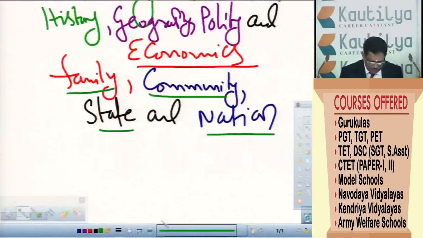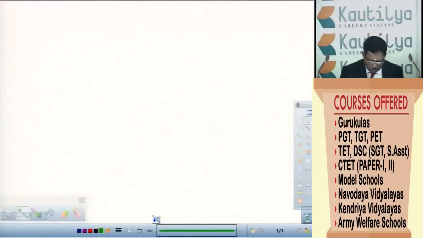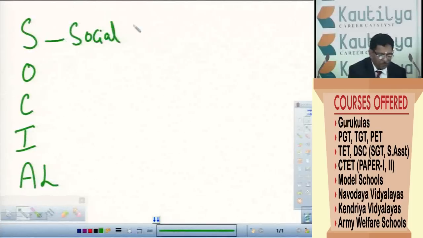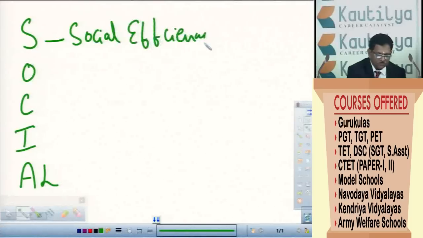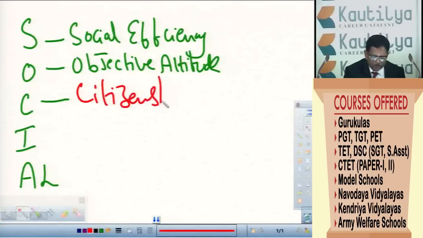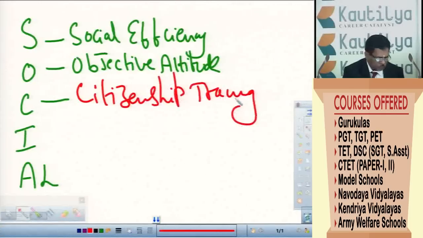In particular, in the real picture of social studies, we can say it is SOCI. Here S stands for social efficiency, O stands for objective attitude, C stands for citizenship training, and I stands for integrated knowledge.